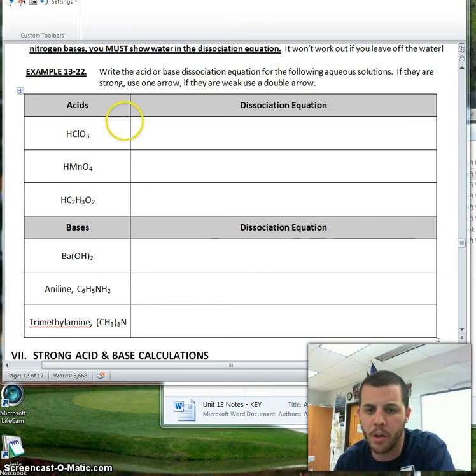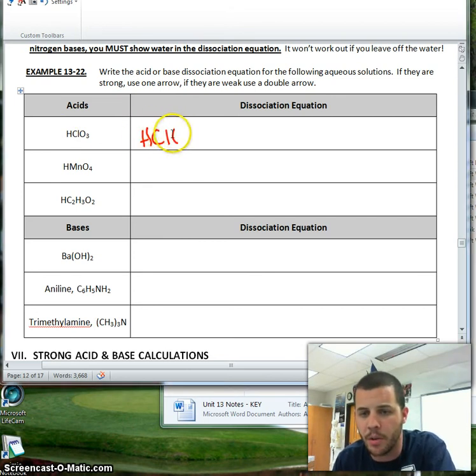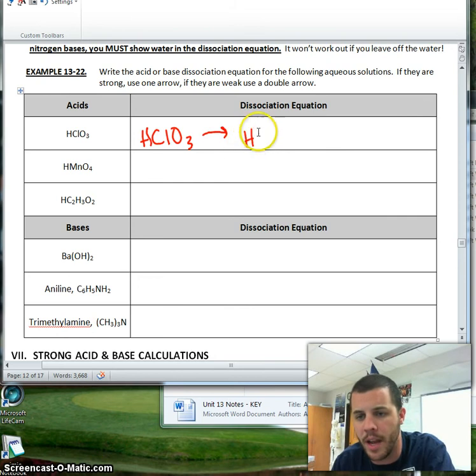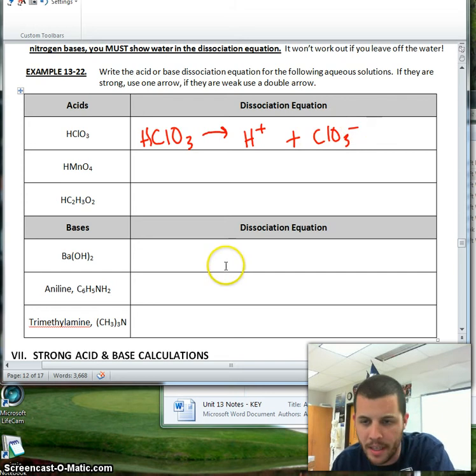Okay, so let's look at chloric acid, HClO3. When it dissociates, first off, we know that chloric acid is a strong acid, so it's going to get a single arrow, and this is going to dissociate into H plus ions and chlorate ions. Easy enough, no big deal there.